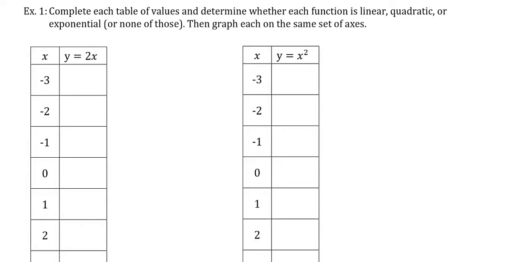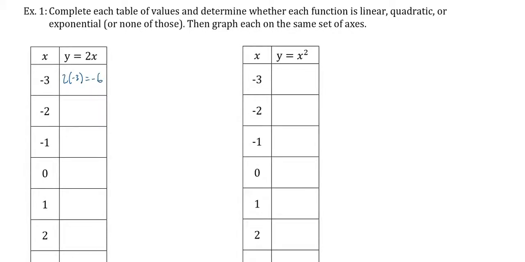One of the obvious ways is we're looking at a table of values, but we're going to look at it in three different ways. So let's fill out the first table of values. Filling out a table of values should be very straightforward, but if you forget how to do it, we did it yesterday, you always just take this number and plug it in for x, and evaluate it. So this first one would be 2 times negative 3, which is negative 6. But you don't have to show that every single time.